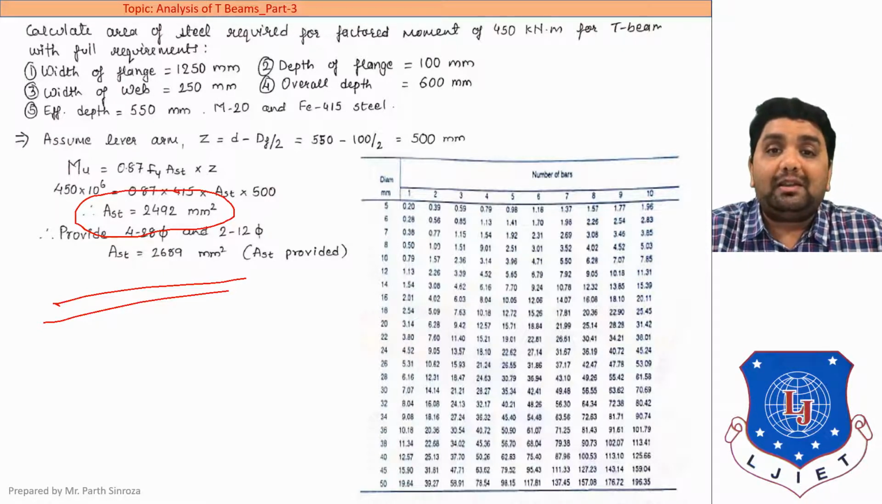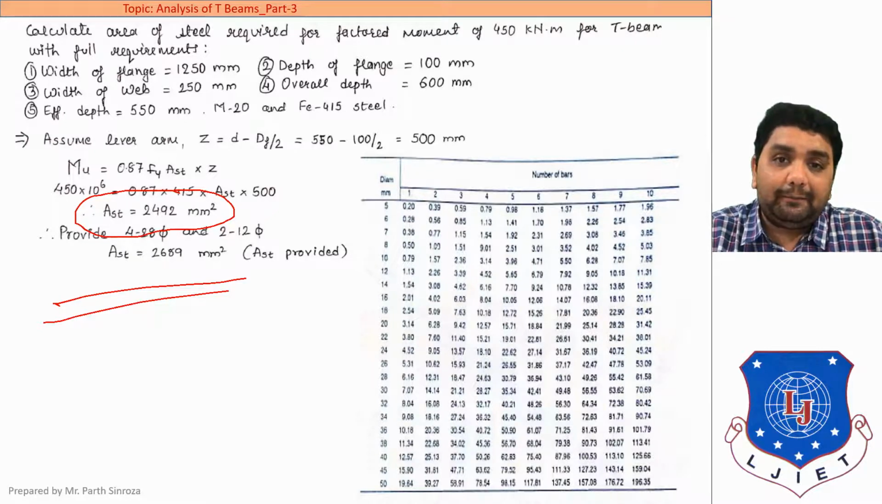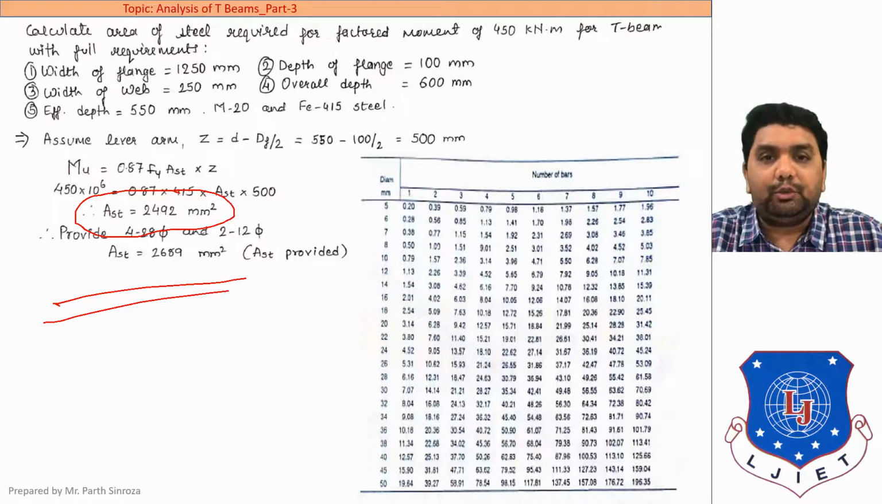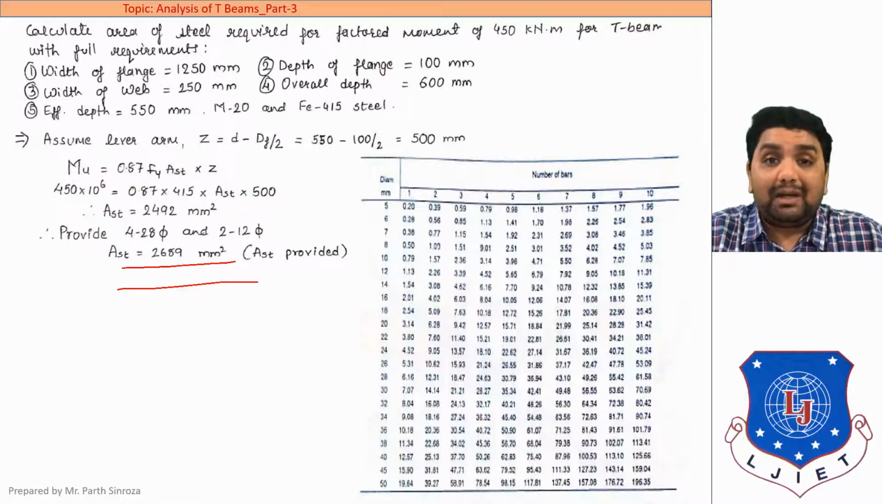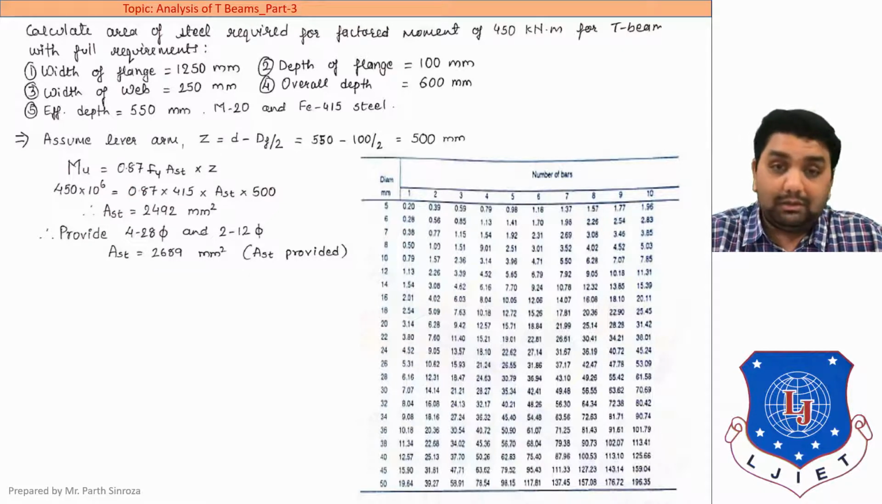Now we need to provide the number of bars. Here I have provided composite bars, but it is not mandatory. You can provide uniform bars if you think so. It is not compulsory to provide either composite bars or uniform bars. If it is mentioned in the question that you need to provide composite bars, then only you need to refer to this, that is, you need to provide bars of two different diameters. You can take uniform bars and provide the same diameter also, that is no issue.